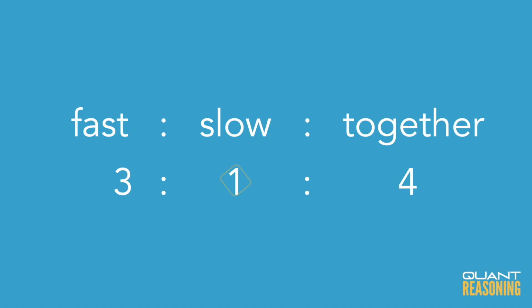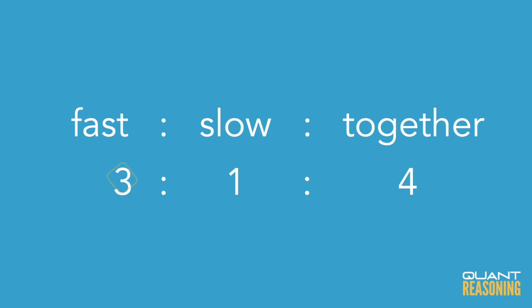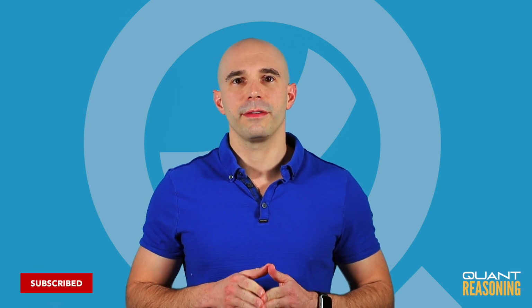We could say that together they'll take only 1/4 of the time that the slow pump would take on its own to fill the pool. We could similarly say that together they'll take 3/4 as much time as the fast pump would take on its own to fill the pool, and so on and so on. So we can see that ratios can be very, very useful.